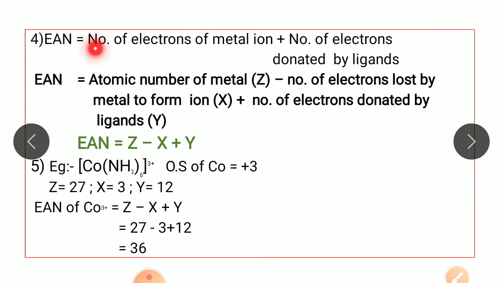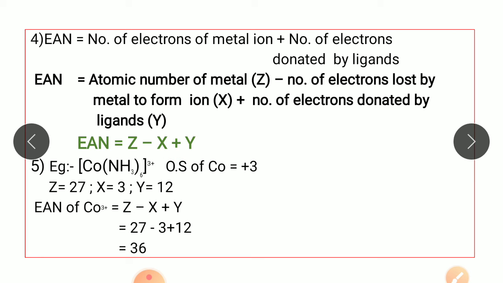Now EAN is given as the number of electrons of the metal ion plus the number of electrons donated by ligands. So let's write the formula. EAN is equal to the atomic number of the metal, that is Z, minus the number of electrons lost by the metal to form the ion, that is X, plus the number of electrons donated by the ligands. So the EAN formula can be written as EAN = Z - X + Y. Z is the atomic number of the metal, X is the number of electrons lost by the metal to form the ion, and Y is the number of electrons donated by the ligands.